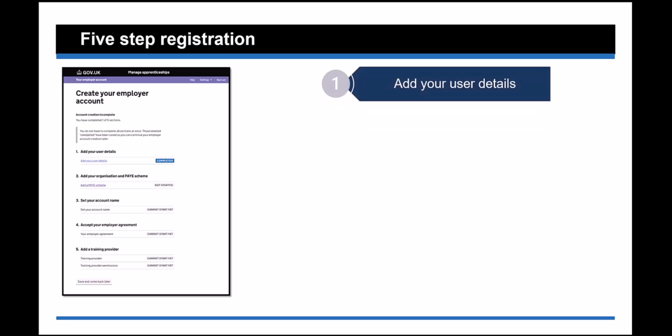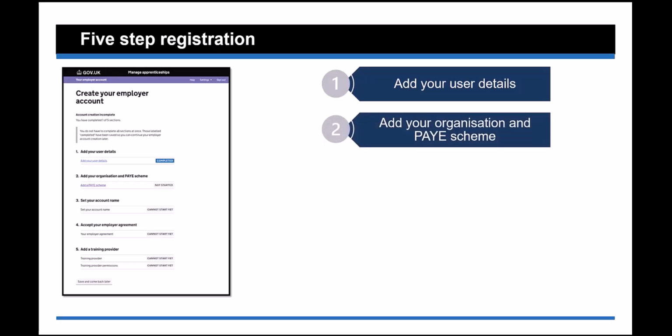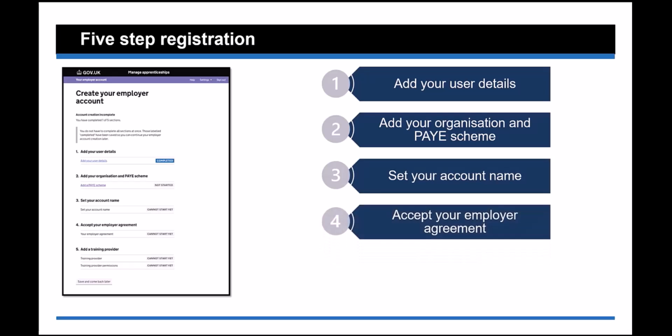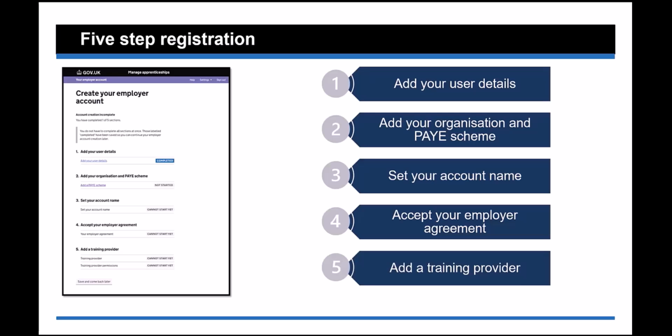Firstly, you need to add in your details. Then, you'll need to add in your organisation and PAYE scheme. Next, you need to set your account name. Then you go on to accept the employer agreement. And finally, you have the optional step of adding the details of a training provider to your account.